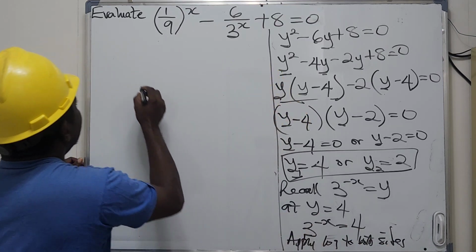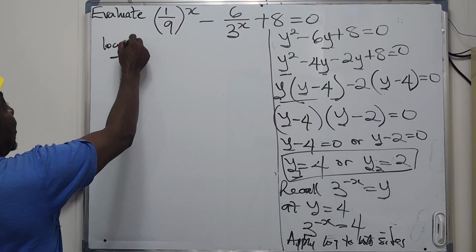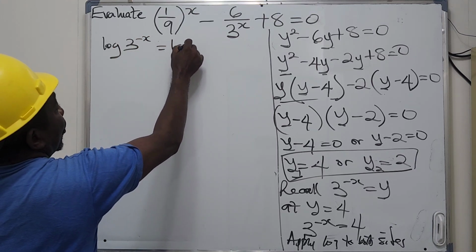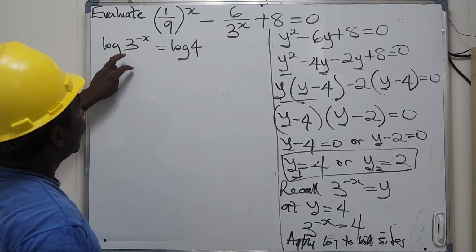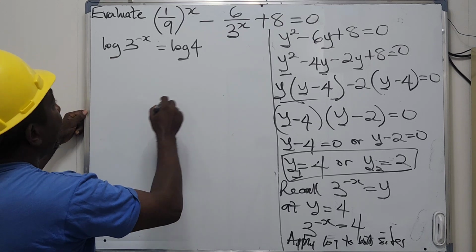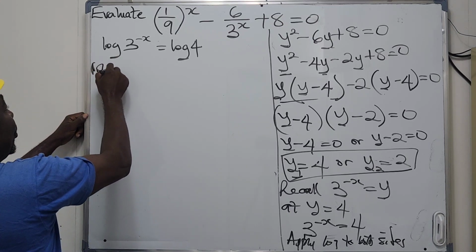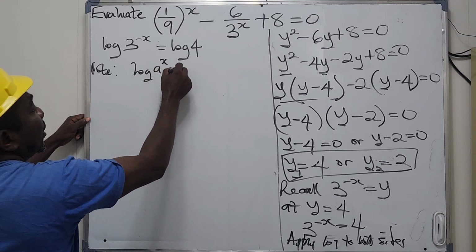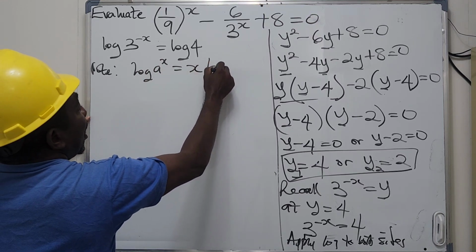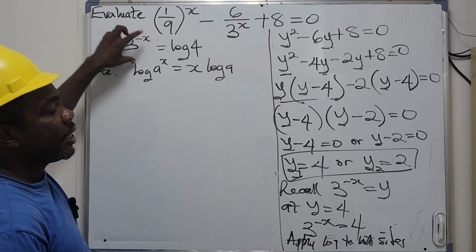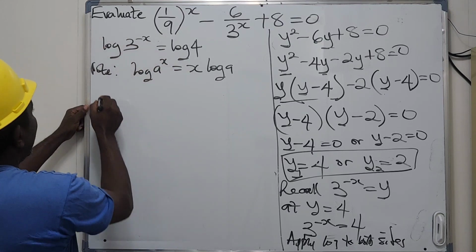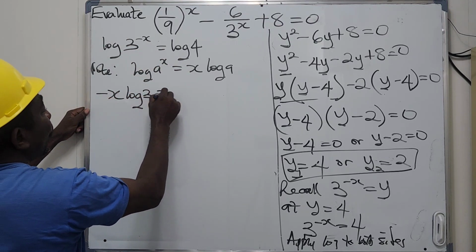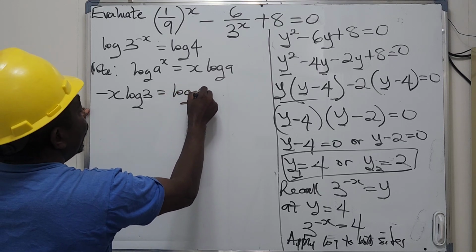So this will give us log 3 to the power of minus x equals log 4. In this situation, we recall, note, that log a to the power of x is the same thing as x log a. Expressing this in this format, this will give us minus x log 3 equals log 4.